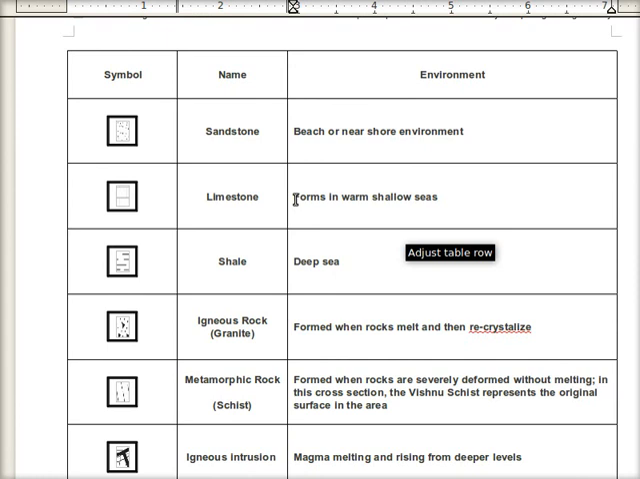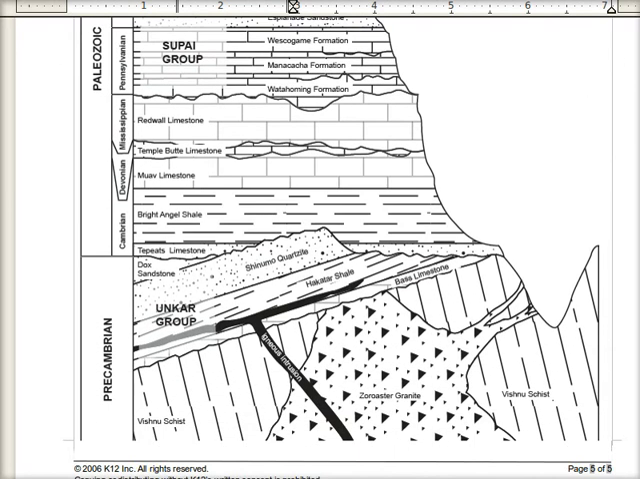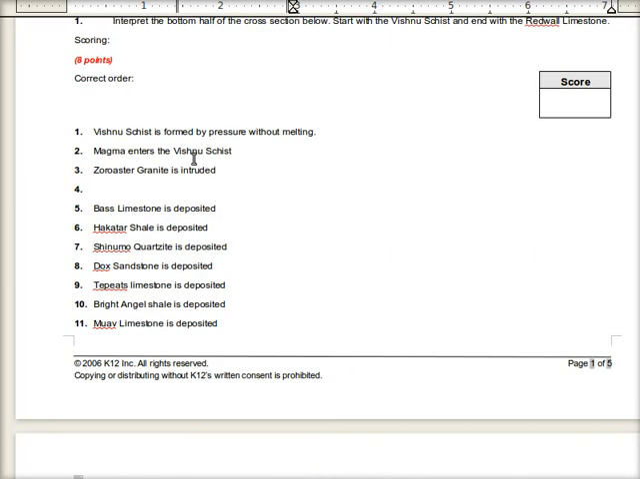Limestone forms in warm, shallow waters. So water must have come in here. The water level must have risen enough to form a shallow sea. That must have happened. So in order to get this limestone above the schist, we must have had the water level rise and a shallow sea form. So let's write that down: water level rises, shallow sea forms.